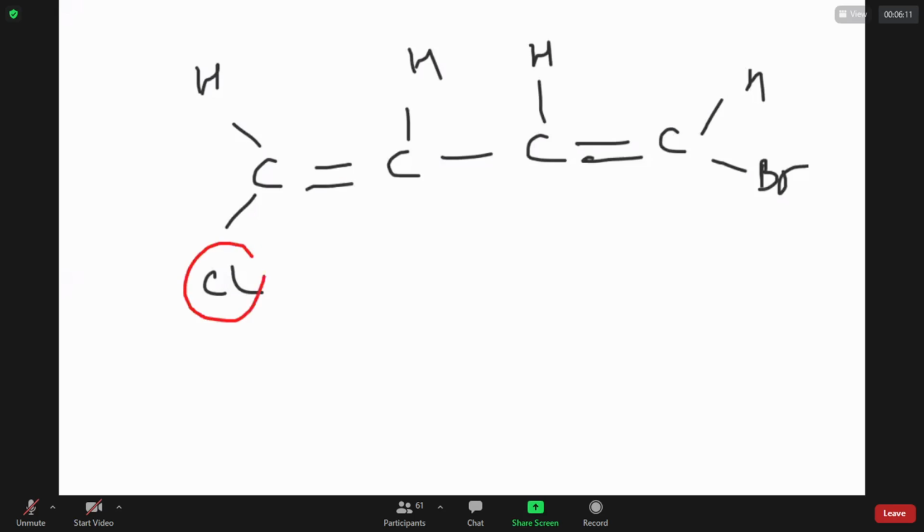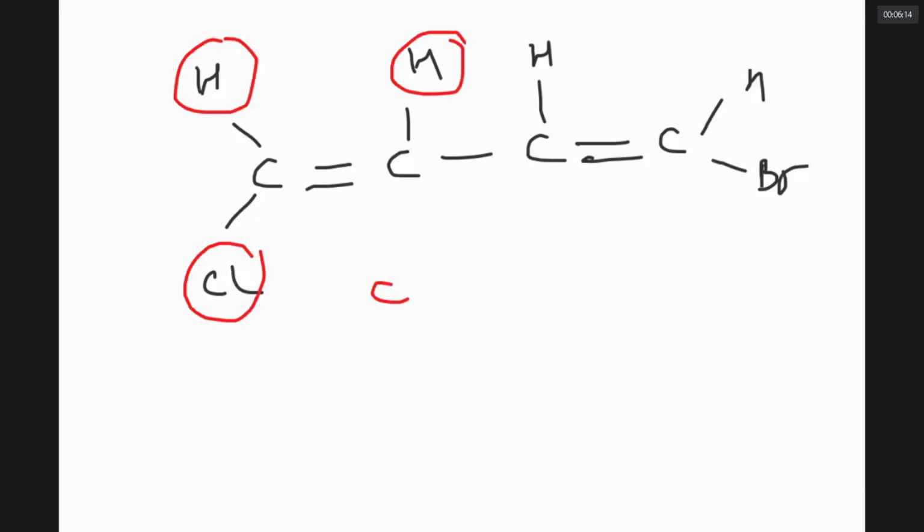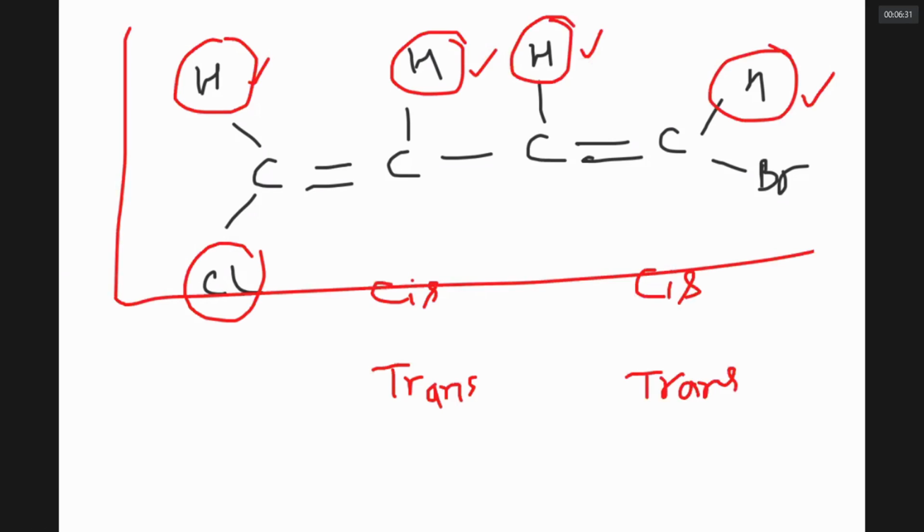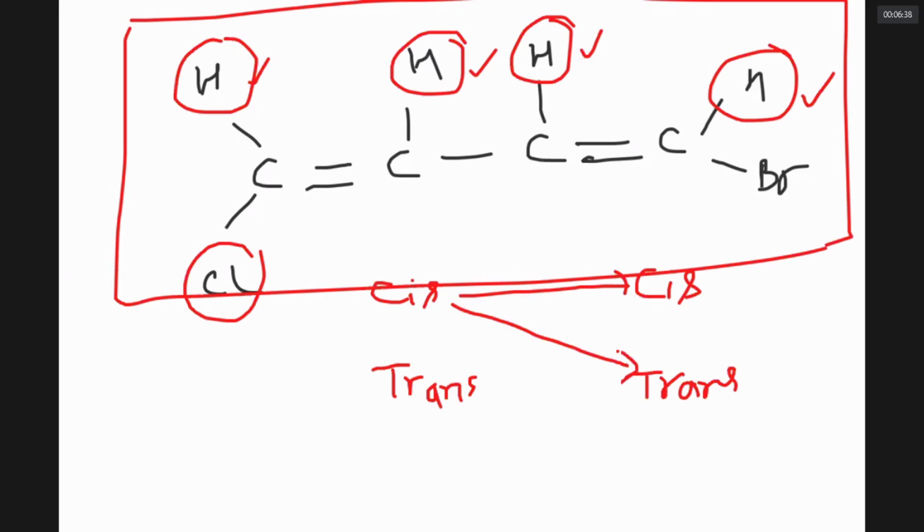When these hydrogens are on the same side, it is called cis. When they are on opposite sides, it is called trans. When these hydrogens are on the same side, it is cis. When they are on opposite sides, it is called trans. Now this molecule has 2 double bonds. So there can be a situation like this is cis, this is also cis, or this is cis, that is trans. Or it can be trans and that is cis, or it is trans, this is also trans.